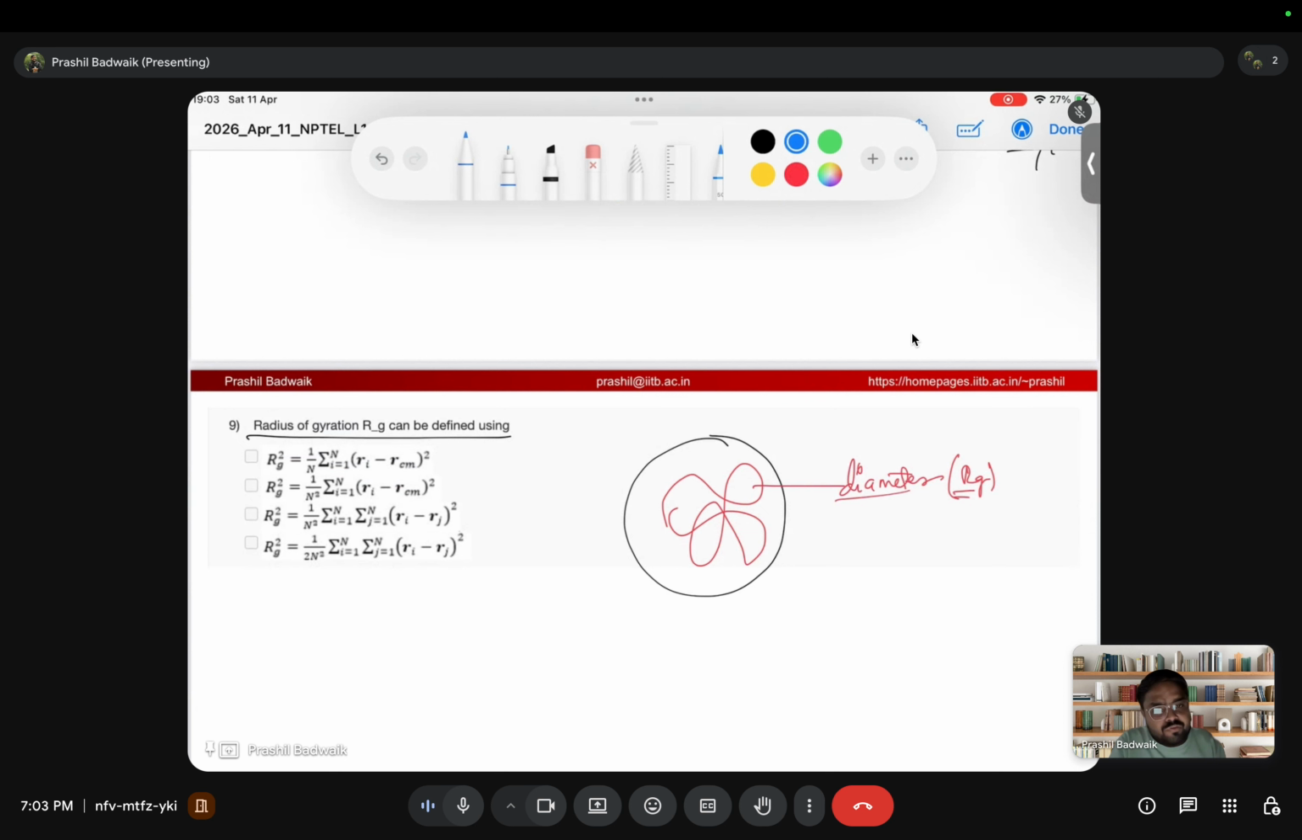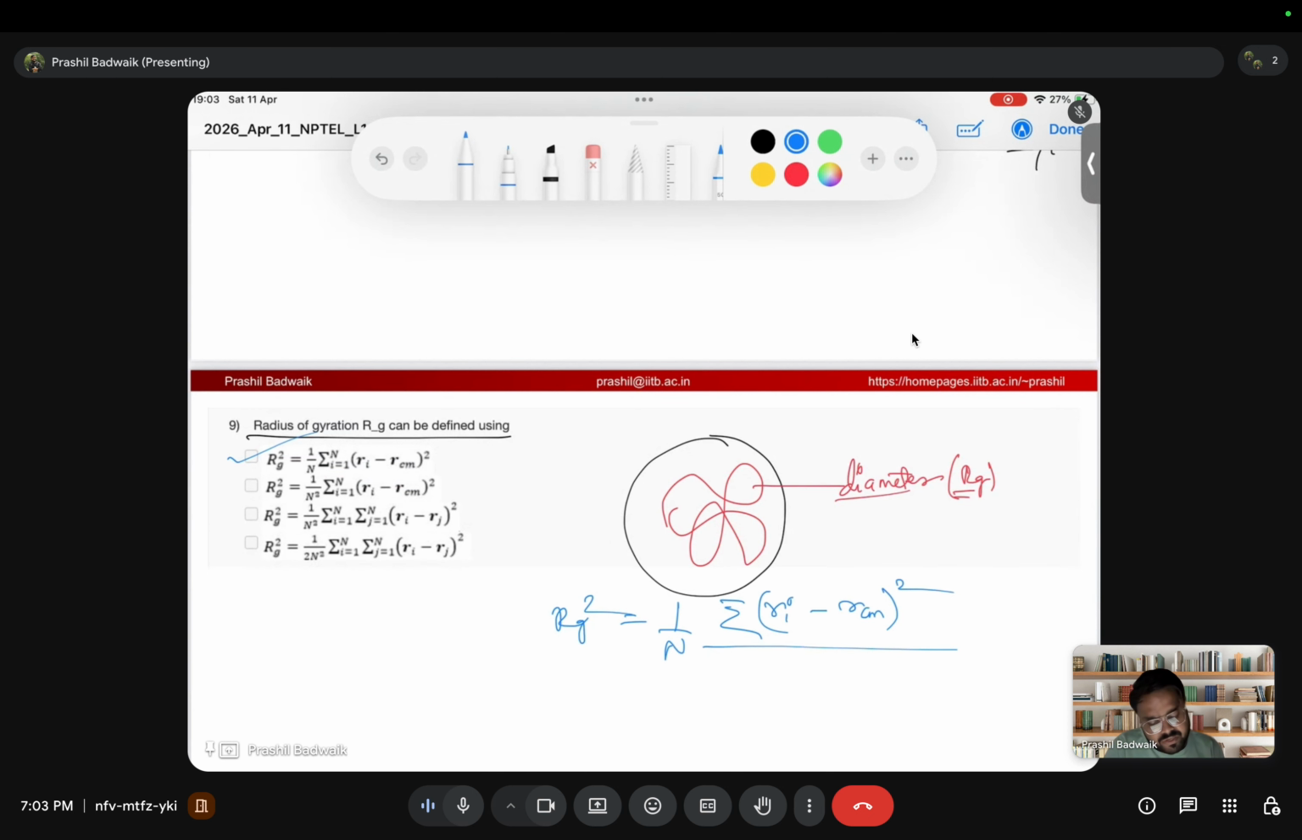So how do we calculate it? We take a particular center of mass, that is Rcm. We subtract each coordinate from that Rcm, right, and square it, because the distance can be negative and it may cancel out, so we have to take the square and summation. This is how we calculate for all molecules, summation over all, 1 by n, which is equal to Rg square. So option A is correct.